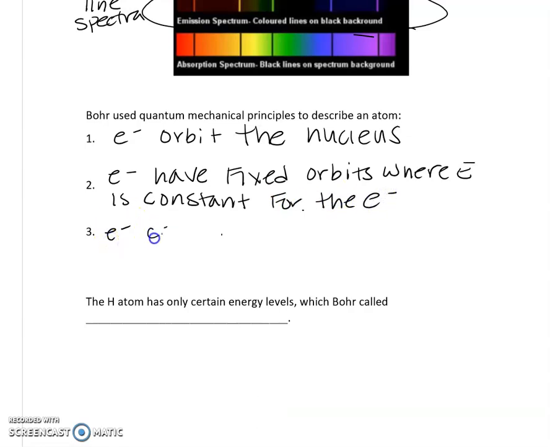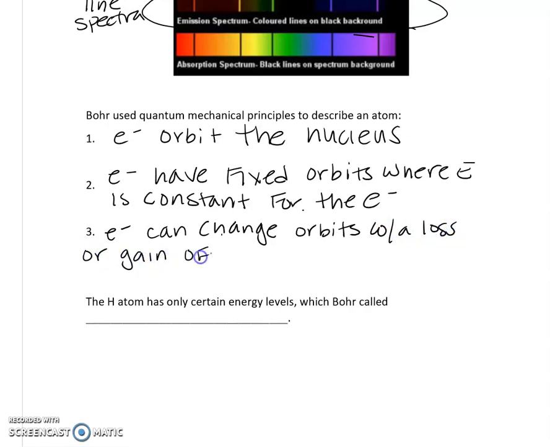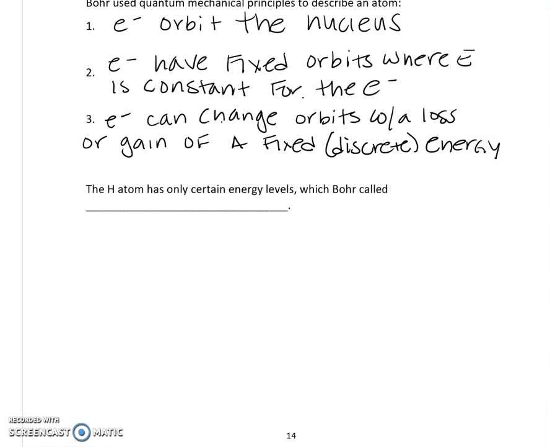And electrons can change orbits with a loss or gain of a fixed, discrete energy. So the hydrogen atom has only certain energy levels then, and he said that these are stationary states.